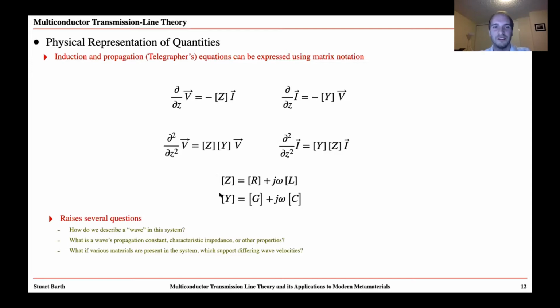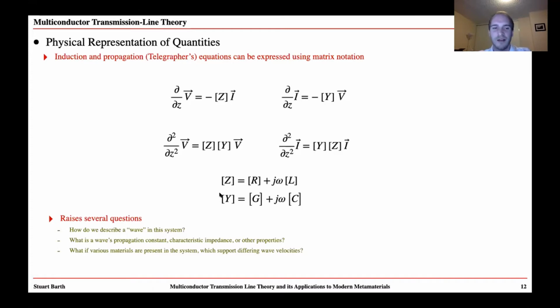But representing these quantities using matrix notation raises several questions, right? How do we describe a wave using this notation? If we have a matrix and a set of vectors corresponding to voltages and currents, what is a wave? How do we define the properties of this wave? Propagation constant, characteristic impedance, etc.